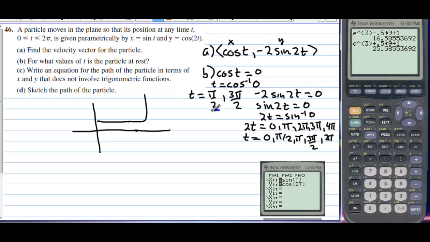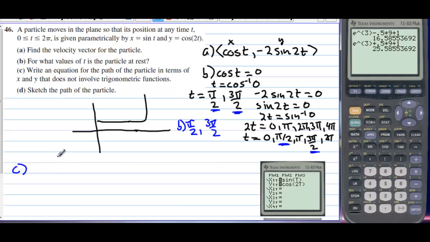T for cosine is pi over 2 and 3 pi over 2, and we actually have the same values for the t's for the y-coordinate, pi over 2 and 3 pi over 2. So that's the answer to letter B. The letter B's answer is pi over 2, 3 pi over 2. Let's look at letter C.